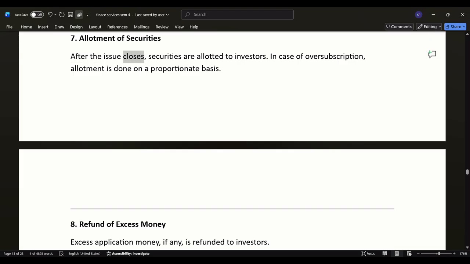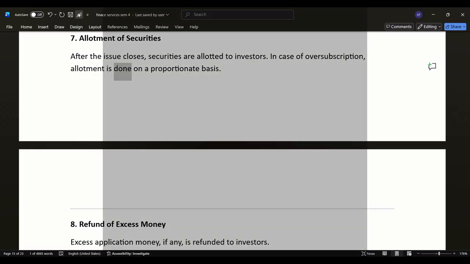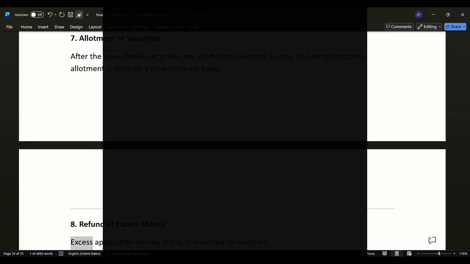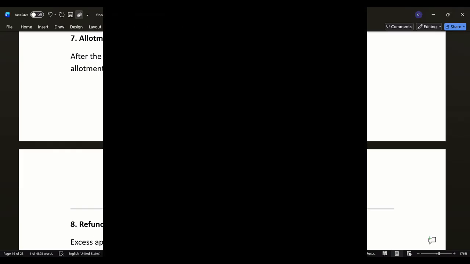After the issue closes, securities are allotted to investors. In case of oversubscription, allotment is done on a proportionate basis. 8. Refund of excess money. Excess application money, if any, is refunded to investors.